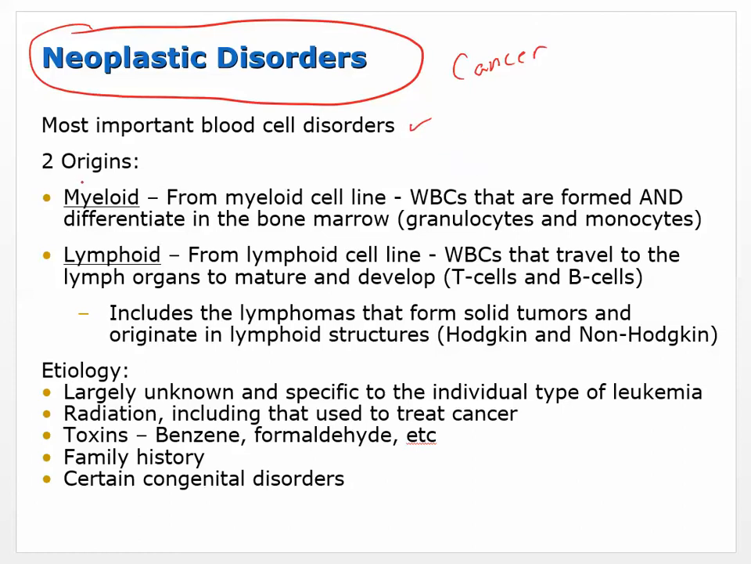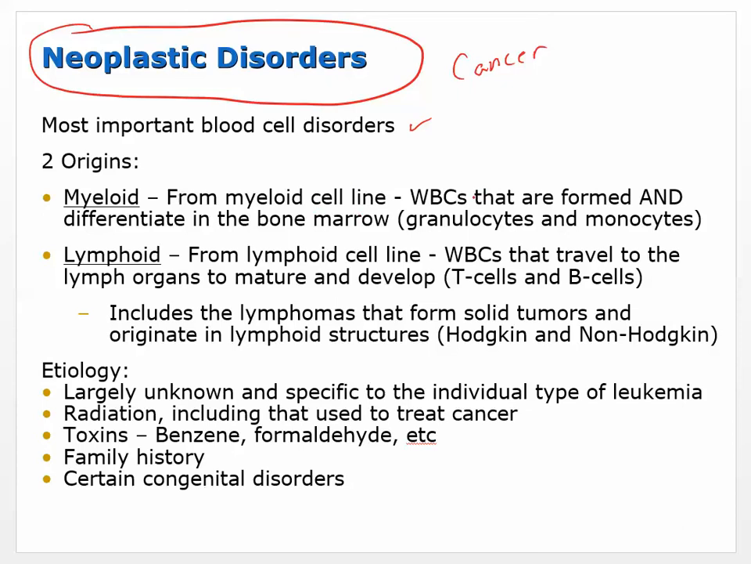There are two origins. We've talked about these different cell lines, the myeloid versus the lymphoid. The myeloid, remember, has some of the granulocytes. The lymphoid are agranulocytes, but are the T and B cells. We have those different cell lines, and that's important because this is how we characterize and group leukemias.